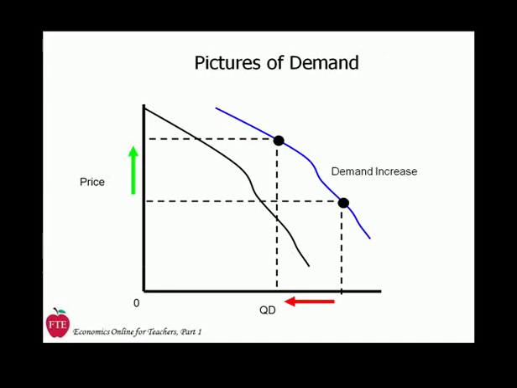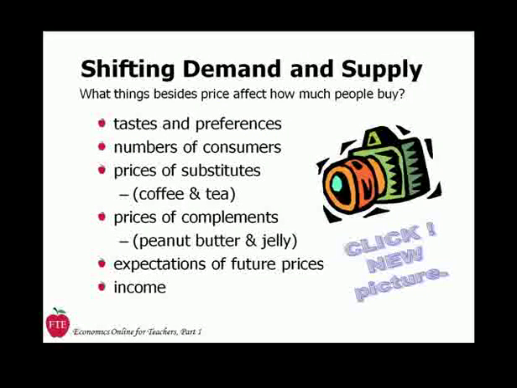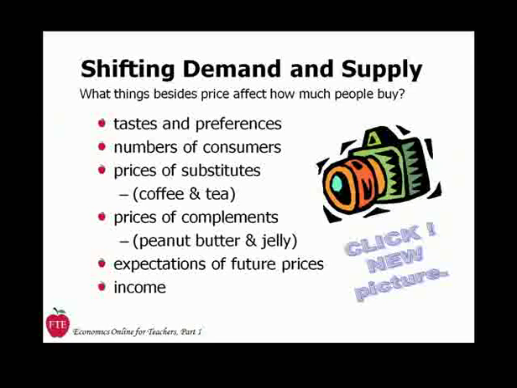The non-price factors that sometimes change the whole demand picture, that are not the price effect, are sometimes referred to as demand shifters or the determinants of demand. They include, as you'll see from the list on the screen, changes in tastes and preferences, changes in the numbers of consumers, changes in the prices of substitutes for whatever product we're talking about, or changes in the price of complements, products that go together, and finally, changes in consumers' expectations of future prices and, importantly, as we saw with Eli, in their incomes.